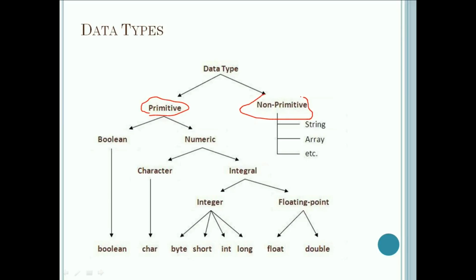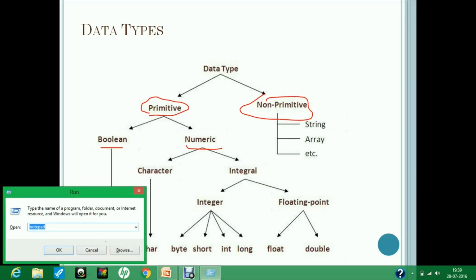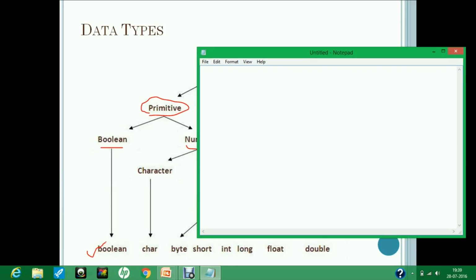Now the primitive ones are further divided into two parts, the Boolean and the numeric. What is the Boolean? The Boolean data type has two values, true or false. I will show you how we write a Boolean in Java: boolean, then a variable name, which always begins with an alphabet, equals true or false. You can use either true or false. It takes only two values.